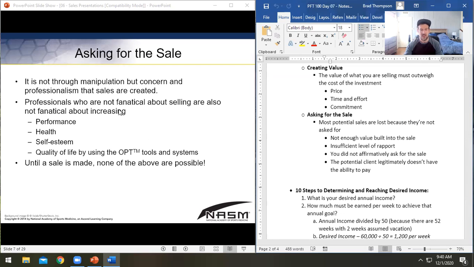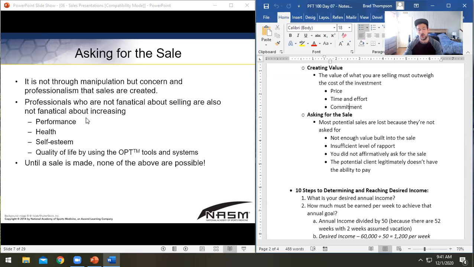Again, kind of going back to this, and this is out of place. I wish this sentence would come up earlier because I forgot to mention it. But again, going back to that idea that sales are manipulative, which they're not, or that you're trying to get over on someone, which we're not. Remember that professionals who are not fanatical about selling are also not fanatical about increasing people's performance, health, self-esteem, or quality of life. We're all here to do these things.